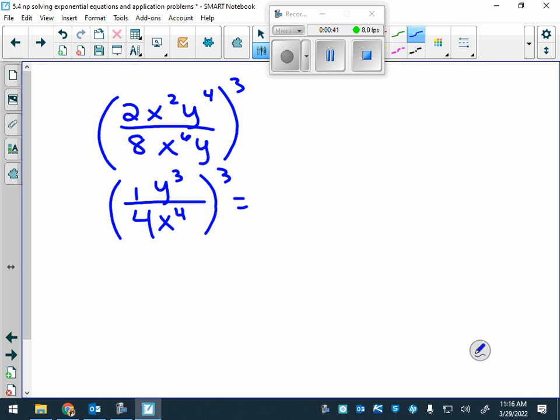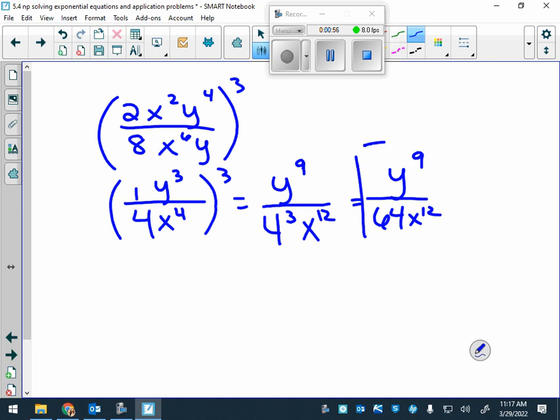So y to the 9th, 4 cubed, and x to the 12th. At this point, we should know what 4 cubed is, which is 64. This is what we get for number 1. All right, so again, take care of your parentheses first.